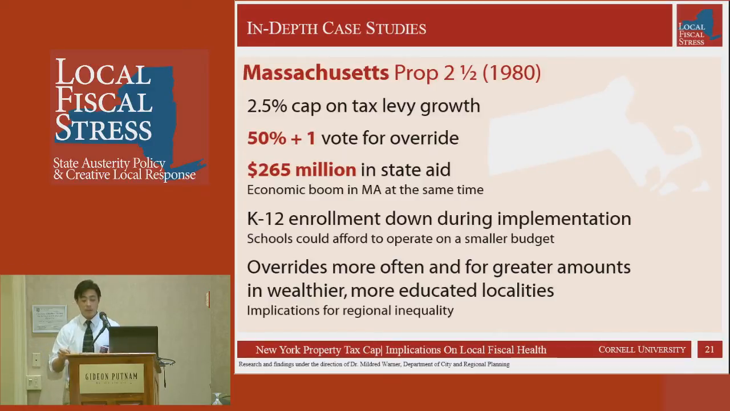Since the passage of Proposition 2.5, override votes have been on the rise. Voter surveys suggest that by 1990, most people either regretted the severity of the tax policy or felt that its mission had been accomplished. And empirical research shows that communities with higher per capita income had higher rates of override approvals, as well as a higher total dollar amount in these approved overrides.